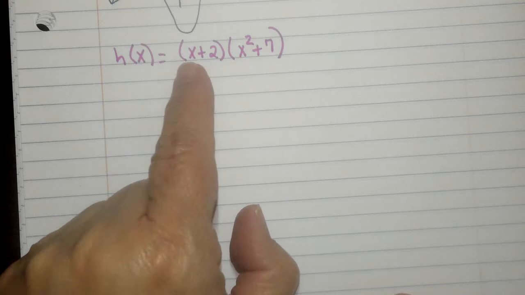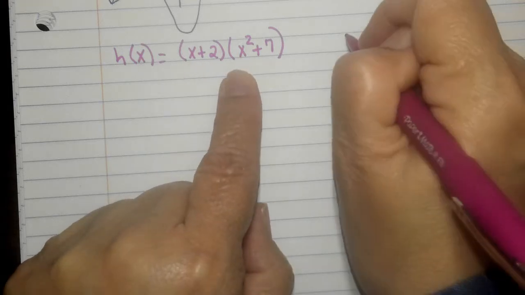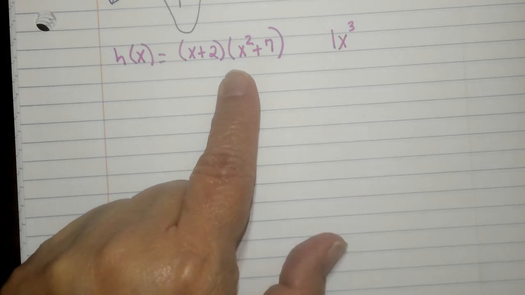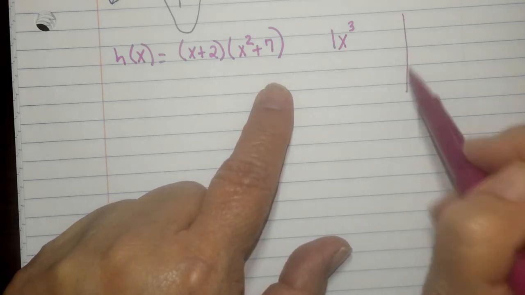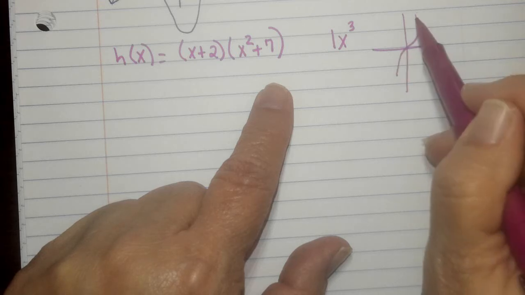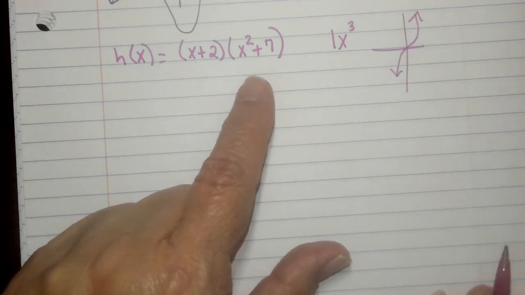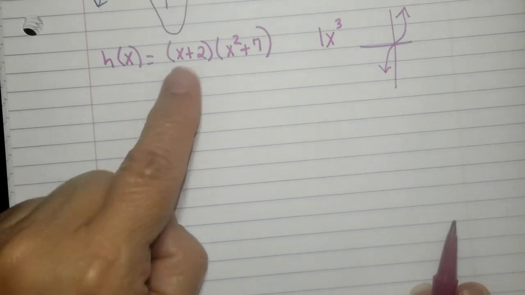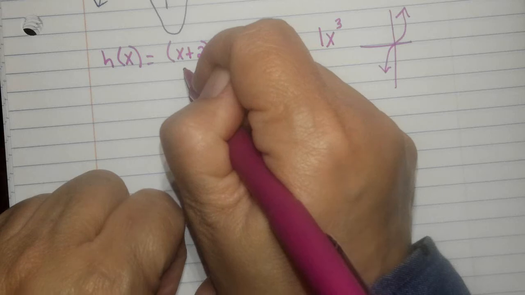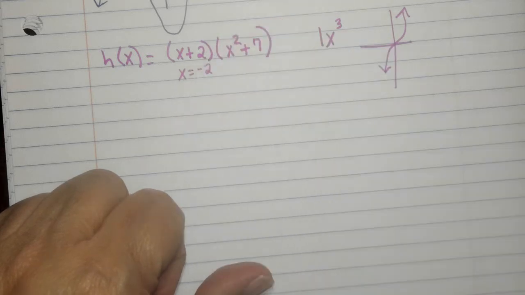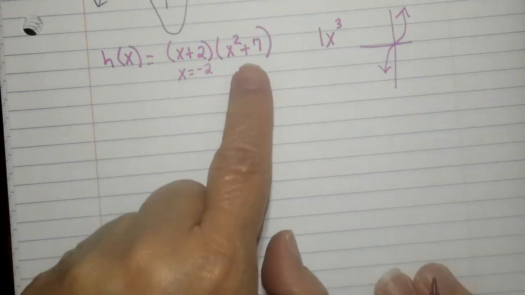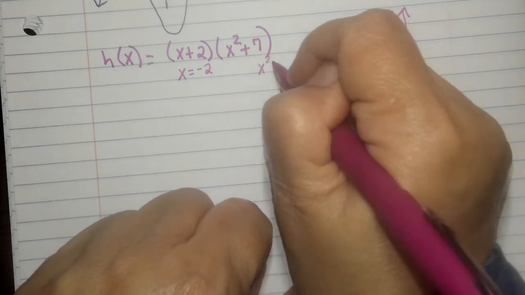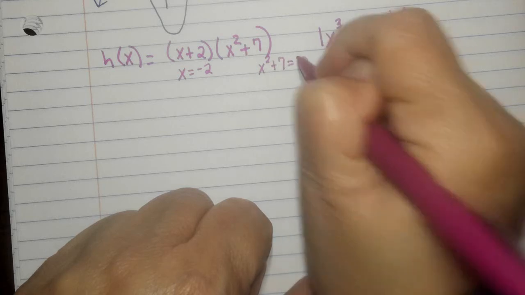Is it still a third degree polynomial? Sure. Does it still have positive 1 for the leading coefficient? Sure. So should it still have basically this shape of end behavior? All right, but now let's find out a little bit more about it. Well, our first factor is the same, so we have a 0 at -2. Now, I can set my second factor equal to 0. x squared plus 7 equals 0.